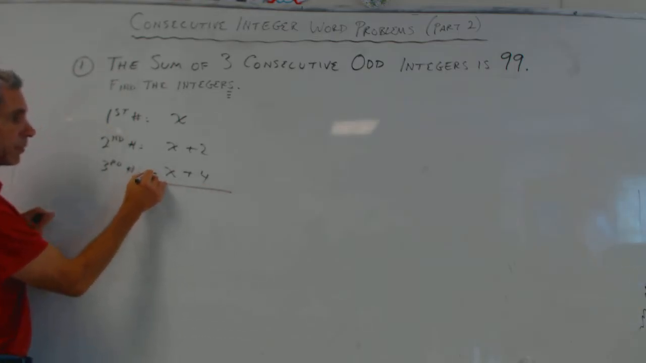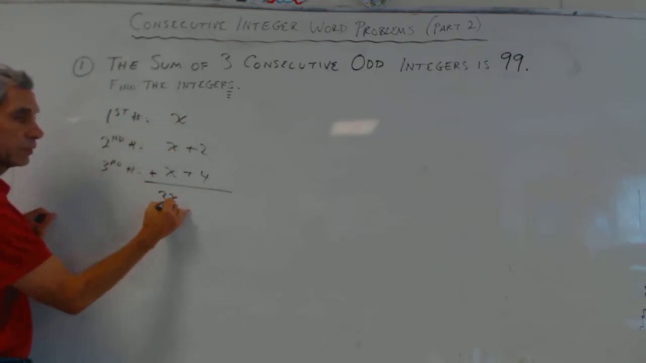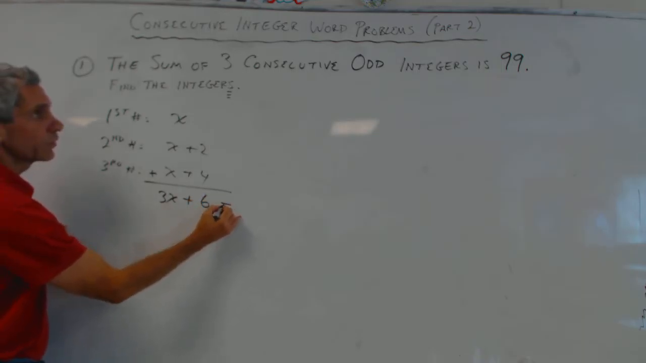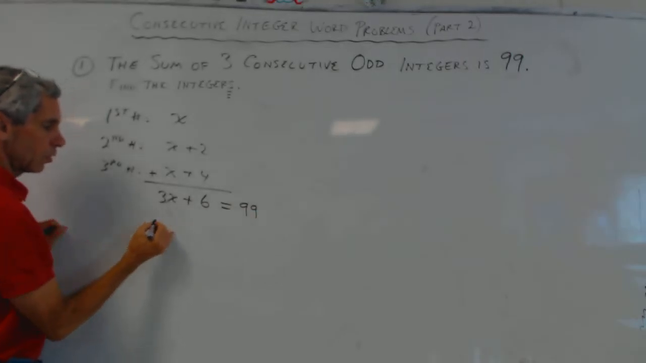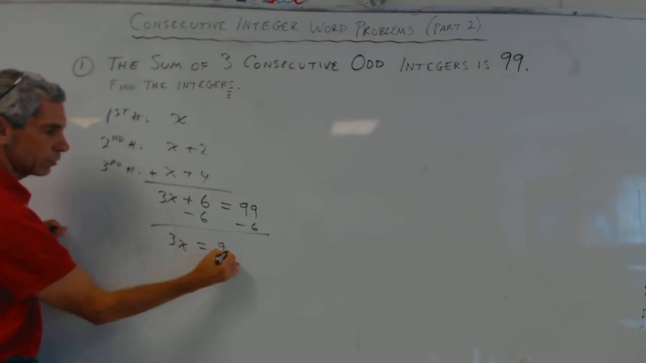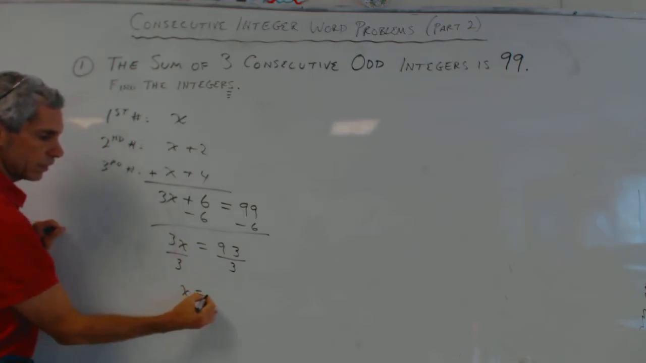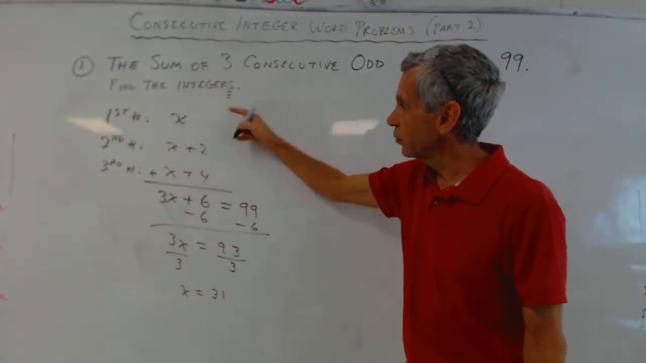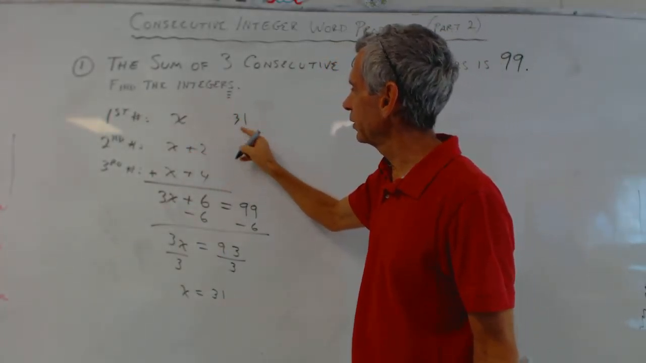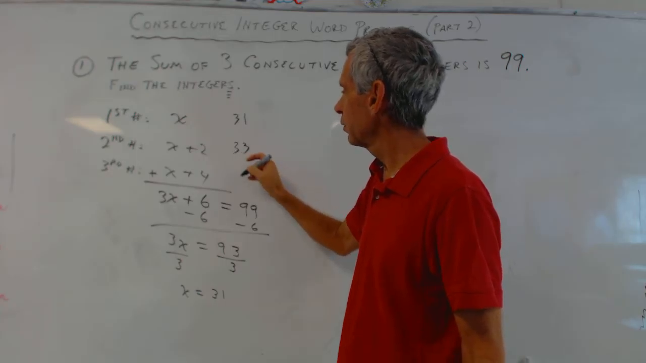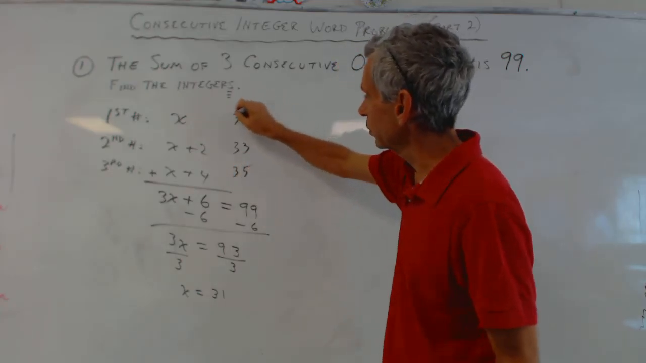And it says the sum of them, so I'm going to add them together. That's 3 x's plus 6 equals 99. Minus 6, that gives me 3x equals 93. Divide by 3, I have x is equal to 31. So my first one is 31. 31 plus 2 is 33. 31 plus 4 is 35, right? So those are my numbers.